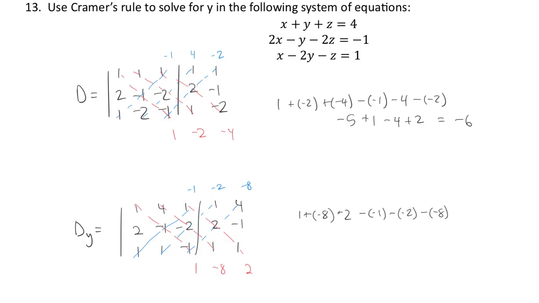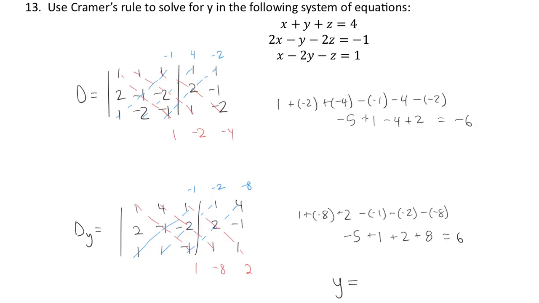So 1 plus -8 is -7. -7 plus 2 is -5. Plus 1 plus 2. -5 plus 1 is -4. -4 plus 2 is -2. -2 plus 8 is 6.